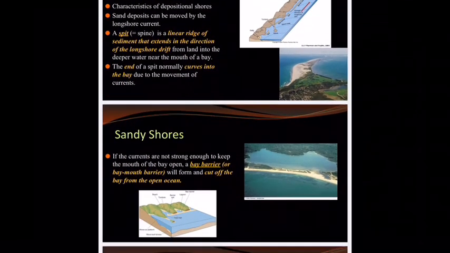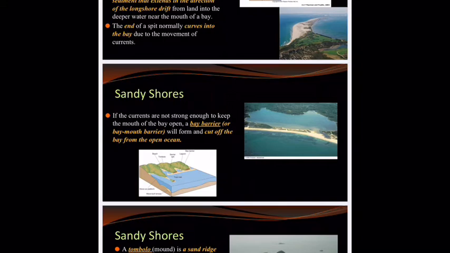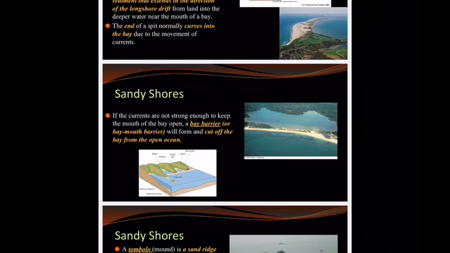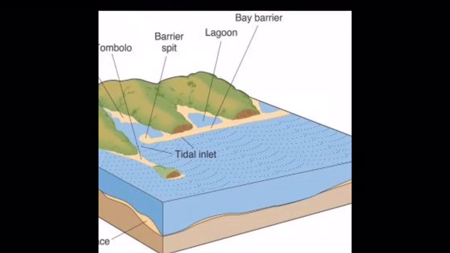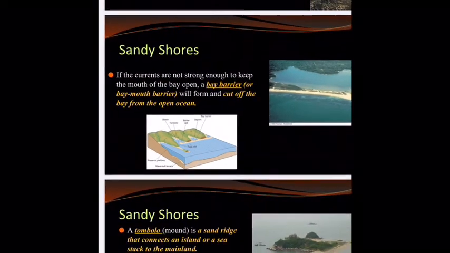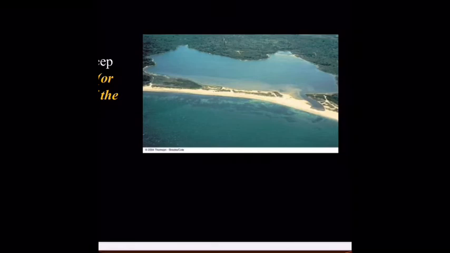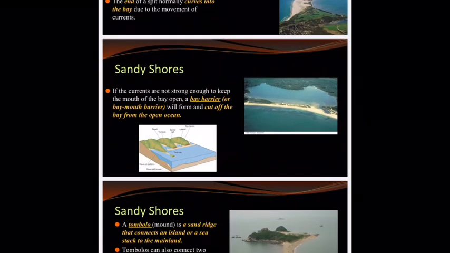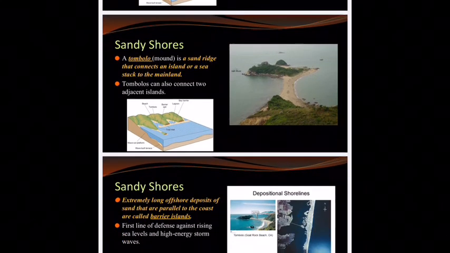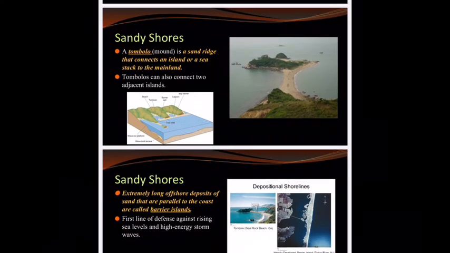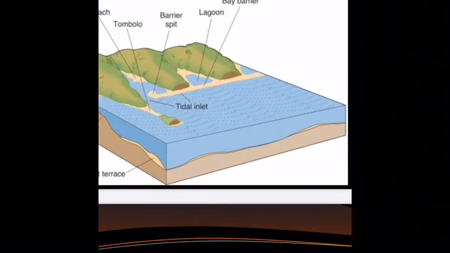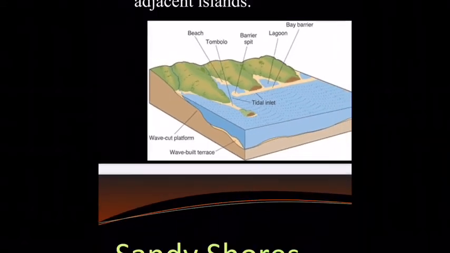Okay, now over time, these can close off an entire bay, and so then they call it a bay barrier. See, and there's a picture right there of where it has fully closed off the bay, and so now it's a bay barrier. Other times, the ridge can connect a small island to the mainland, and so then they call those tombolos. I know, it's fun, isn't it? There it is right there in that diagram.